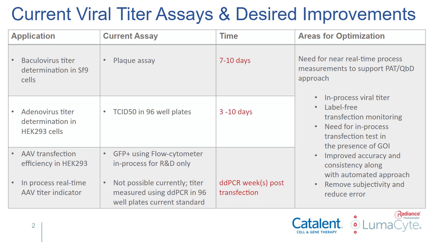And what attracted us to LumaCyte, and which brought us to evaluate it, is a label-free method that they have available, which we then adapted to transfection monitoring. And also, we use this to measure transfection in the presence of gene of interest. And in addition to providing a label-free method, LumaCyte also improved the accuracy and consistency along with providing an automated approach. And the measurement technology that is used by LumaCyte removes subjectivity and reduces error.